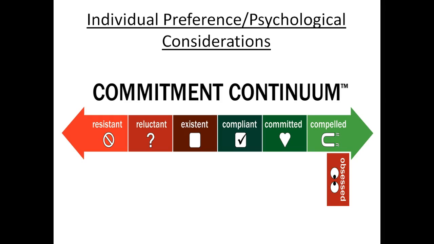So normally when we suggest physical activity and exercise, depending on where that person is in the continuum, they might be very resistant to that. They might not want to do exercise. They might have had some bad experiences with that. They might be reluctant, existent. They might be compliant, committed, or compelled, or some people are even obsessed. Okay, where are they on that commitment continuum to exercise and physical activity?